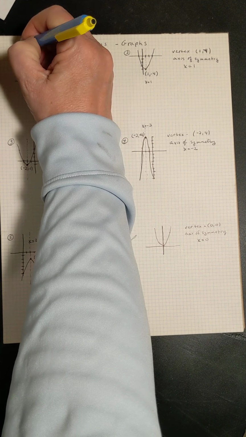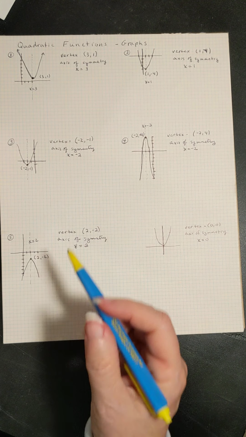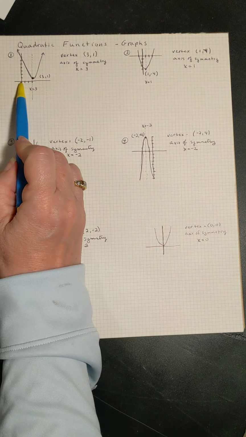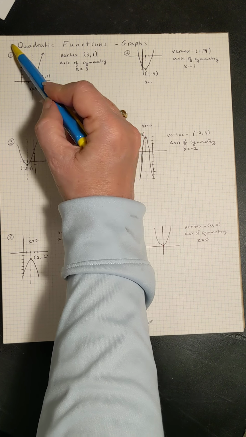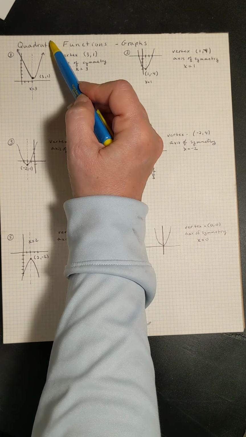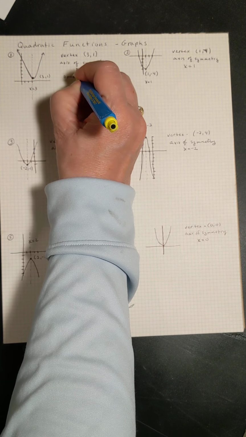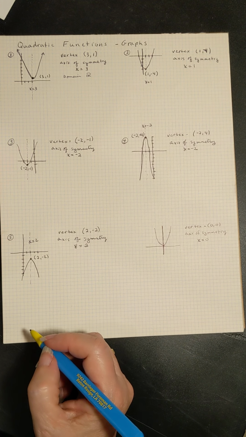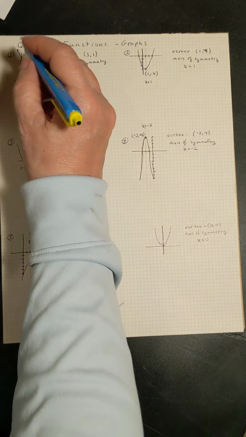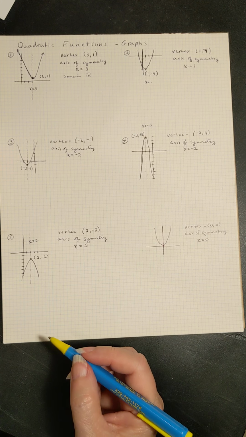Now remember, the domain is the possible x values. So notice the x values always go from left to right. So notice that this arrow goes to the left and this arrow goes to the right. So my domain will always be all real numbers. All right? So for all of my parabolas, if it's a full parabola, the domain will be all real numbers.